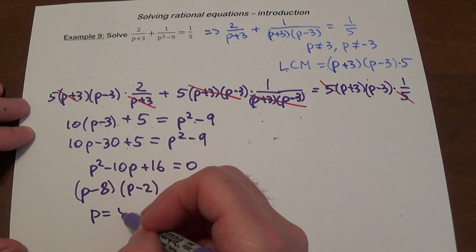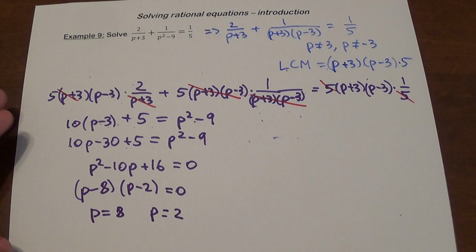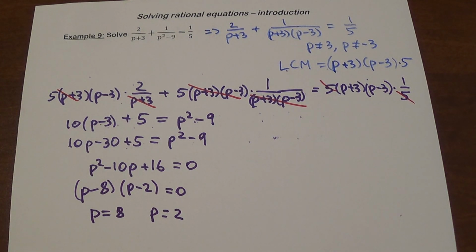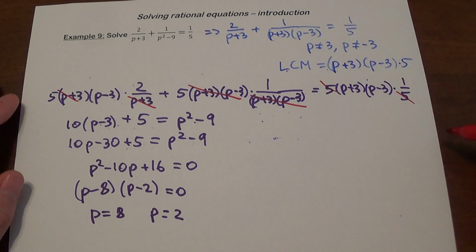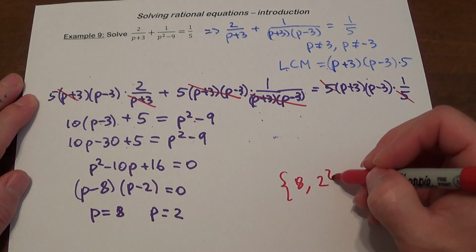Gives us p equals 8 and p equals 2. Both values are not among our excluded values. We can use them, because the only two numbers we cannot use are 3 and negative 3. So they both are going to be our solutions.